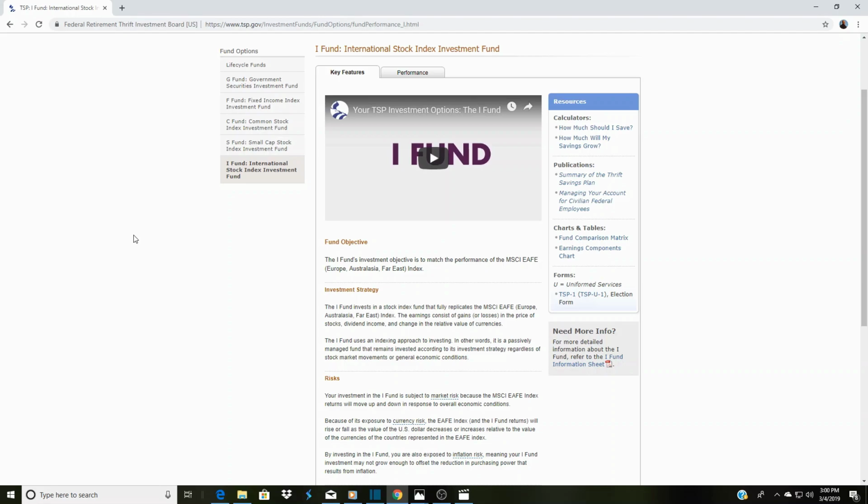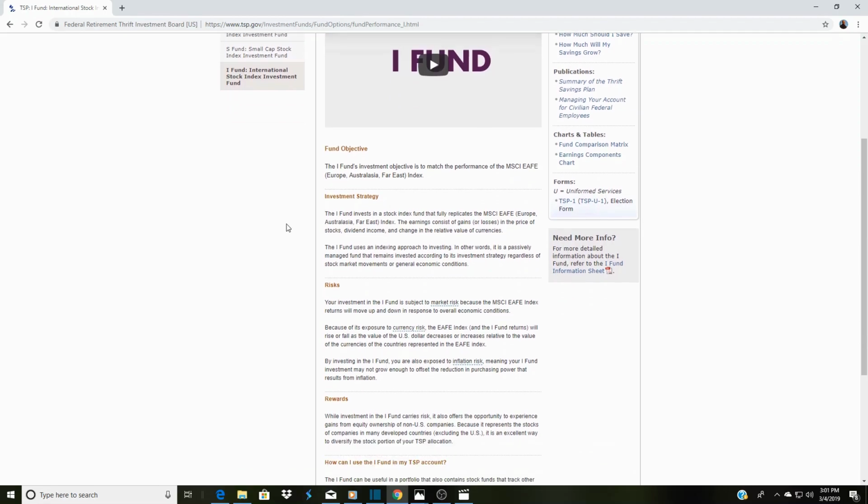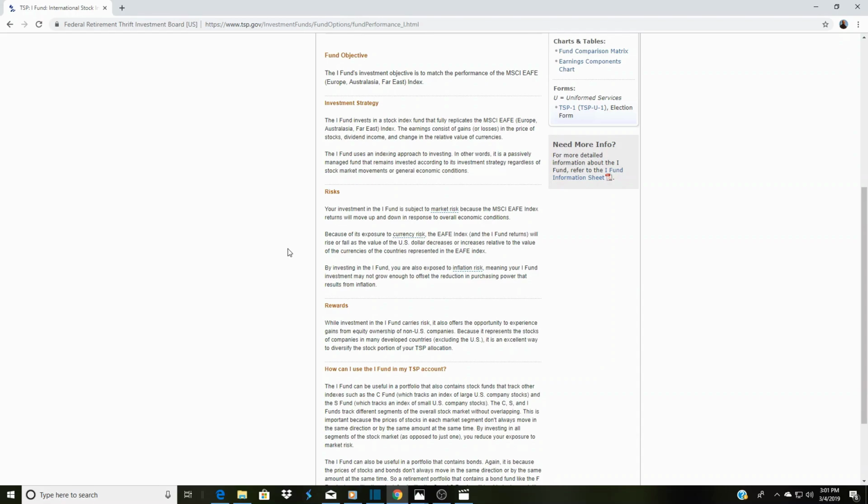Then finally, we have the I fund, which is the International Stock Index Investment Fund. I like India. The I fund tracks the MSCI EAFE, which is Europe, Australasia, and Far East Index. So this will be the rest of the world outside of the United States. Now this is also a stock fund, so it will be more volatile than a bond fund.